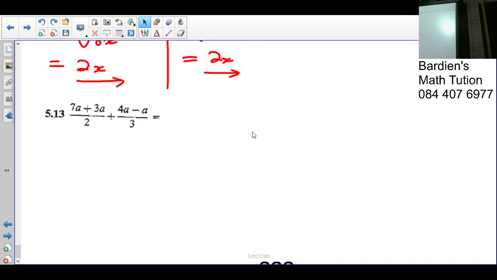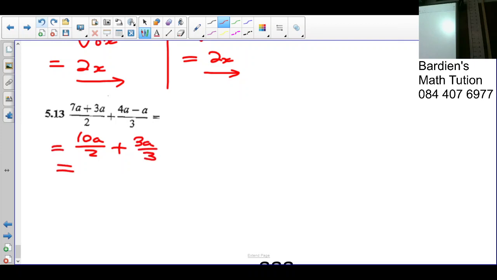Then the last one. What needs to be done first here? I can add the like terms in the numerator. And there's one. Not so? So 7a plus 3a is 10a over 2 plus 4a minus a, 3a. 10 over 2 is 5a plus 6.